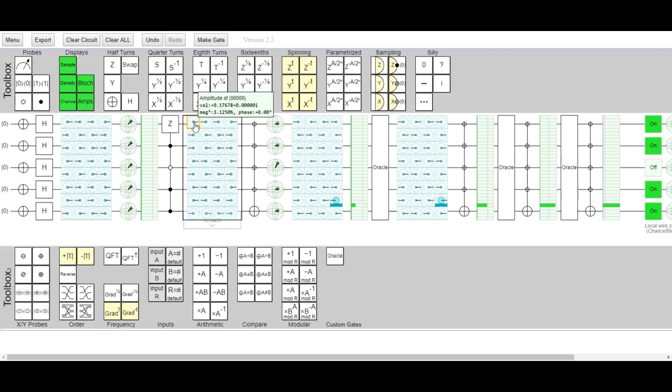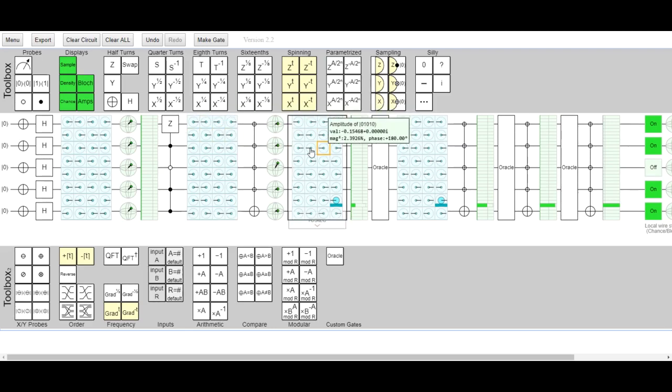Because actually, the effect that this has is it's kind of negating all the stuff. They are all opposite. But then suddenly this one keeps the phase being 180. So that's the difference. It keeps the phase being 180. Why does it keep the phase being 180?